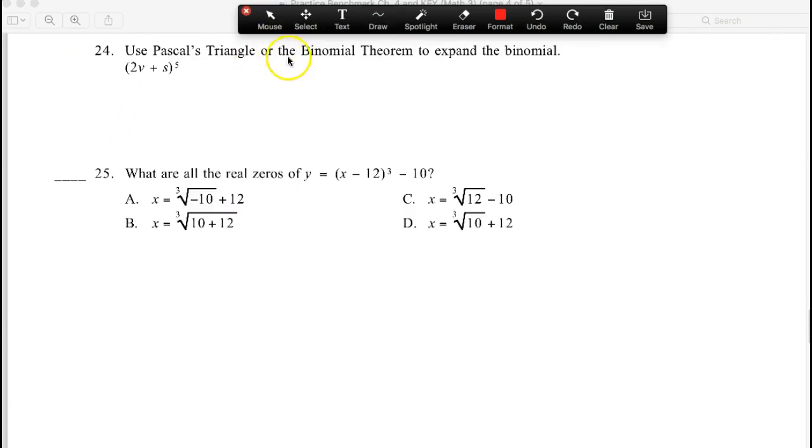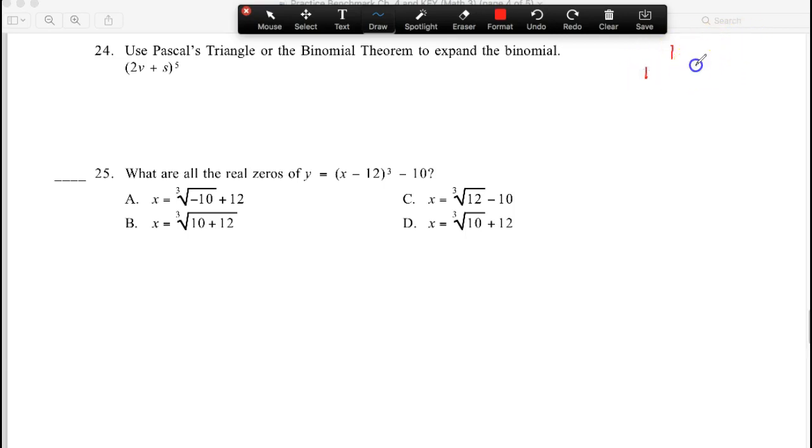Okay, use Pascal's triangle or the binomial theorem to expand the binomial. I choose to use Pascal's triangle. The binomial theorem has terms that basically mean the same thing. They're a little confusing to look at though. Pascal's triangle starts out with the 0 term. Anything to the 0 power is 1.